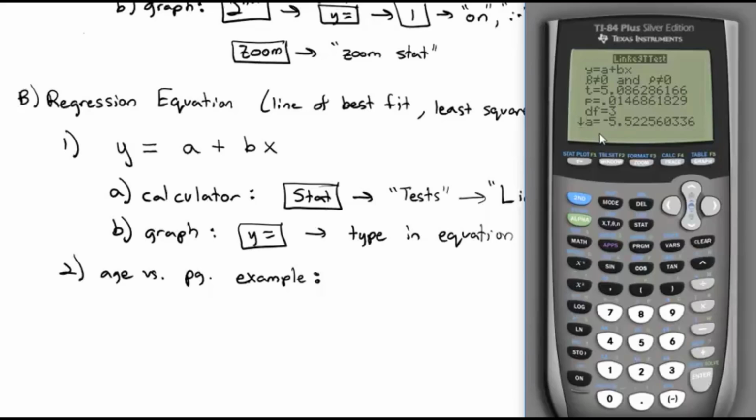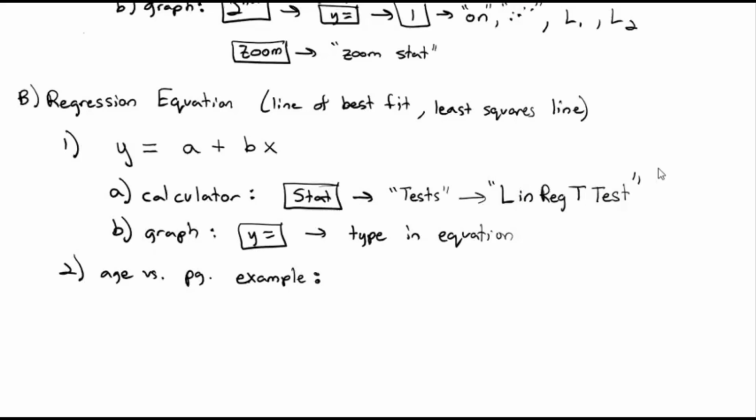But specifically what we're interested in right now, if I scroll down, we see A is negative 5.523, and B is 3.083. I'm going to go ahead and round those to 2 decimal digits. So A is equal to negative 5.52, and B is equal to 3.08. Which means if I put that into my equation, y equals A, which is negative 5.52, plus B, 3.08 times x.